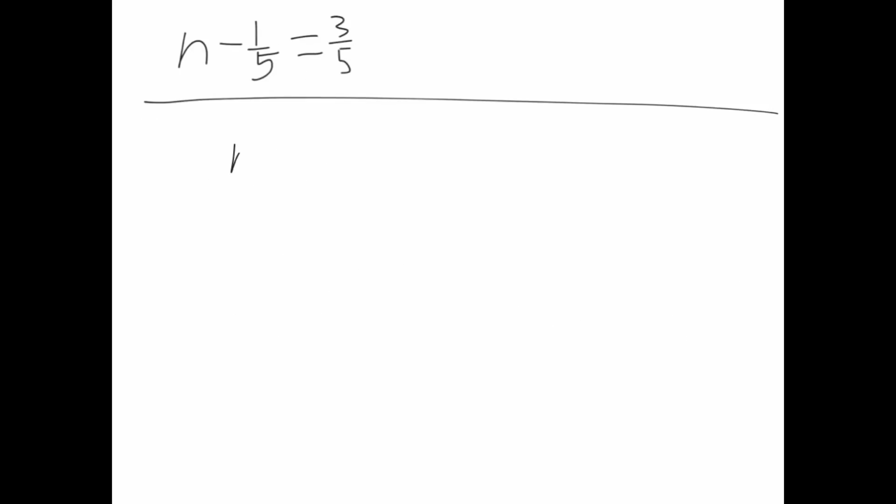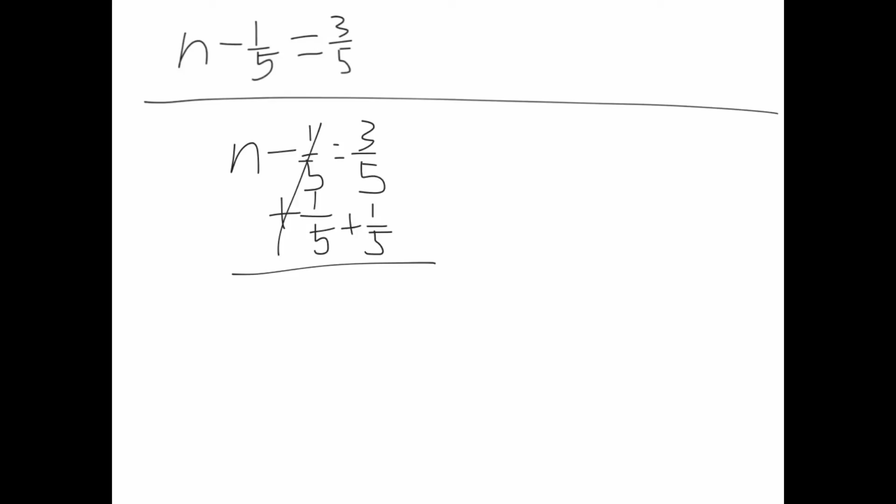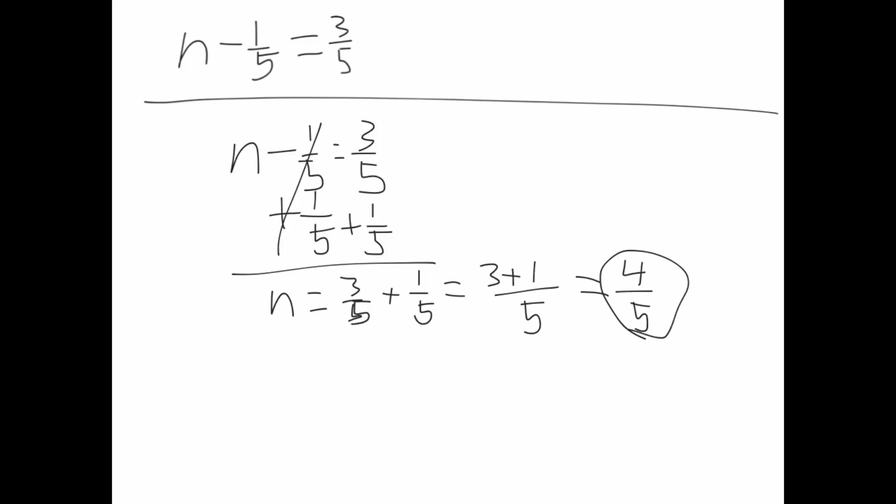So in order to solve the equation n minus 1/5 equals 3/5, I have to inverse operate just like in the last one, but this one I will add instead of subtract. So I will add 1/5, which crosses that out. I will add 1/5 to 3/5, and then my answer would be n equals 3/5 plus 1/5, which equals 3 plus 1 over 5, which equals 4/5, and that's my answer.